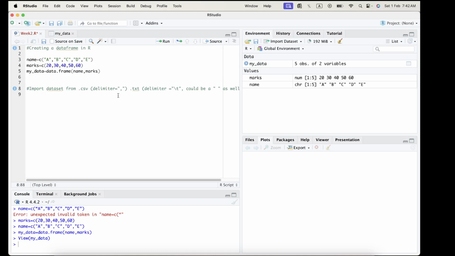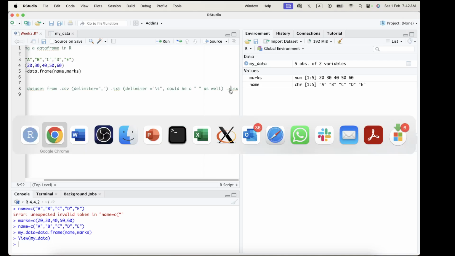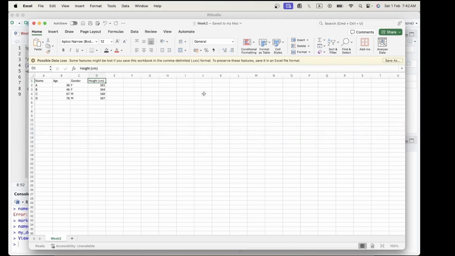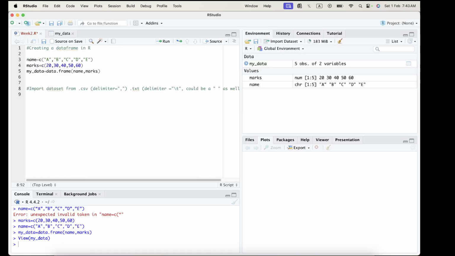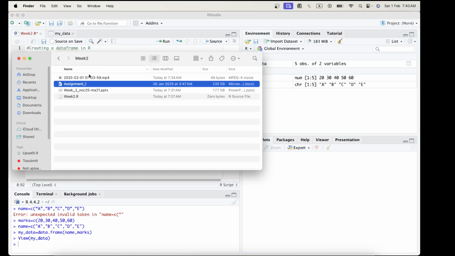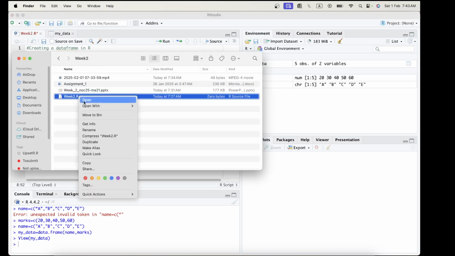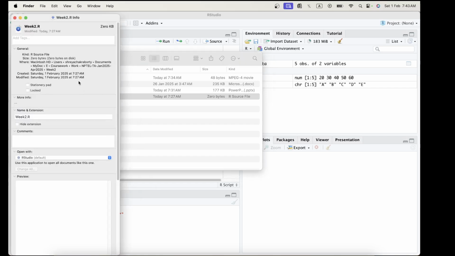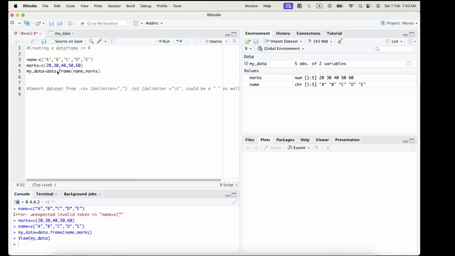Okay, so let's say here I have one data frame where I have name, age, gender and height information of 4 individuals, and I have this stored as week2.txt in one of my folders. So I'm going to navigate to this folder and get the path of this file.